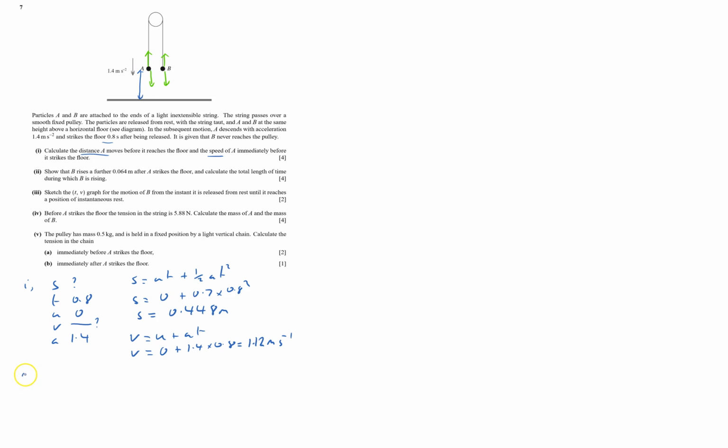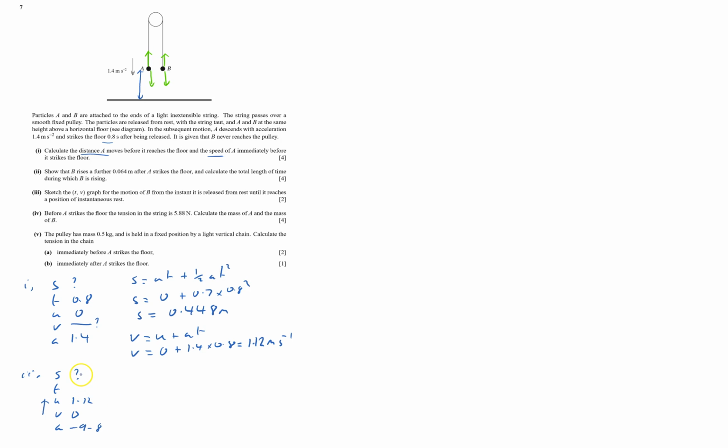And then the second part, show that B rises a further 0.64 meters after striking the floor. Okay, so after A hits the floor, B is going to keep on going up. The acceleration will now change because it'll be under gravity, but it's still going to be constant. So I've got the SUVAT again, and I want to work out what S is to see how much it goes up by. The initial speed is 1.12 because that was the final speed as A hit the ground. And V will be 0, it will stop when it gets to the top, and our acceleration is minus 9.8 because I'm having it going up like this.